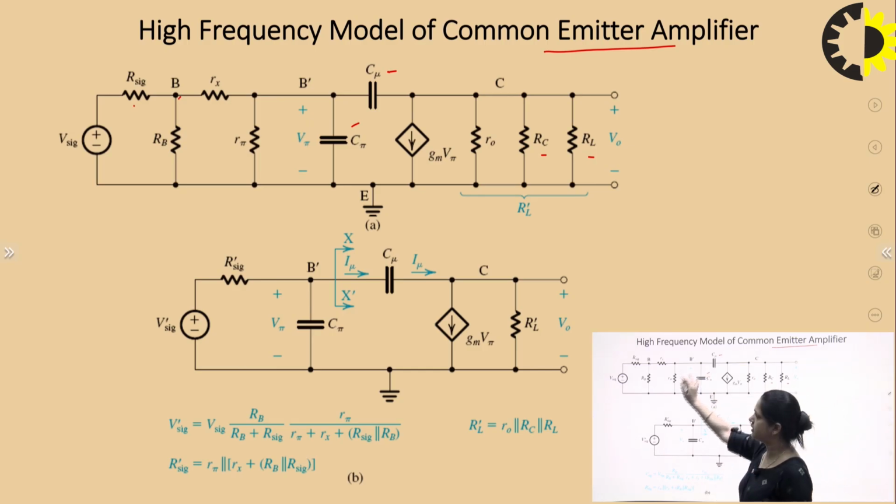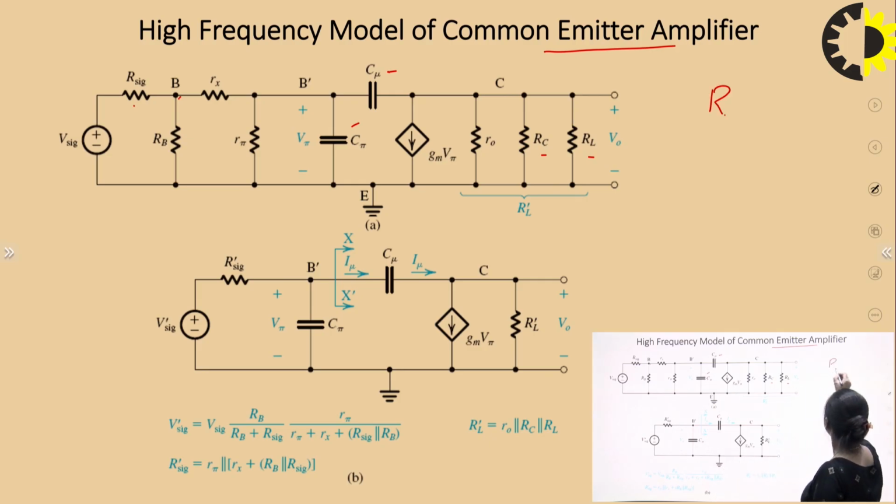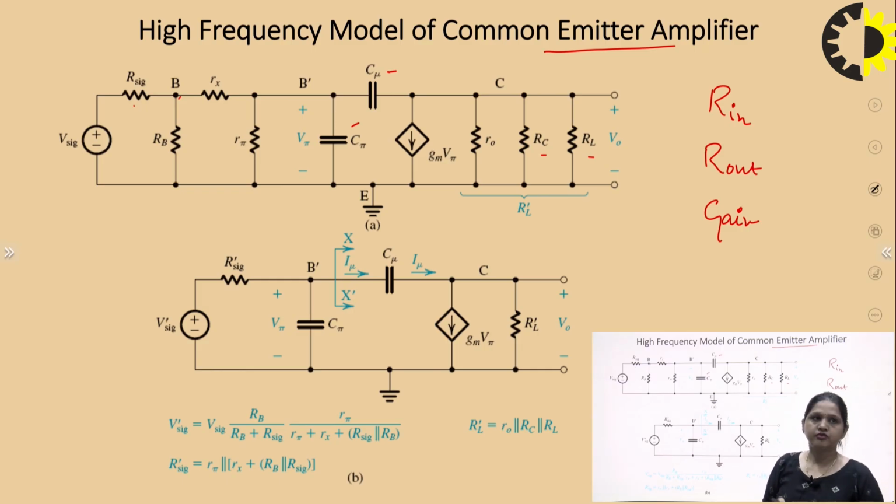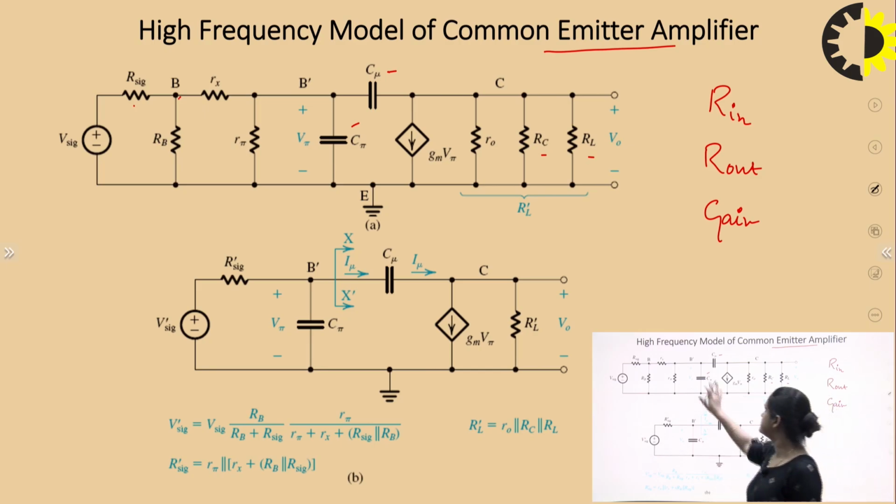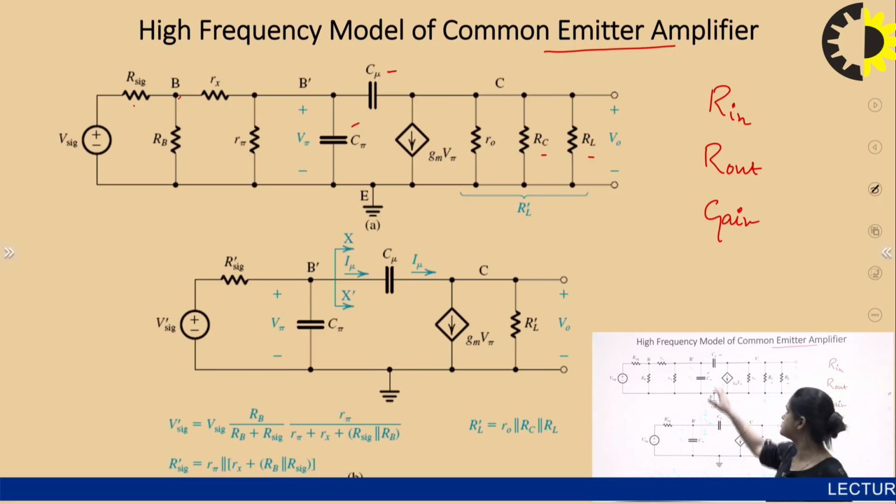So from this model, we have to calculate input impedance R in, output impedance R out, and the gain, because you know that for amplifier analysis, these three parameters are the most important. In unit 1, we have already calculated R in, R out and gain for the common emitter amplifier, but in that model, these C pi and C mu are not there. So we have added these two components only.